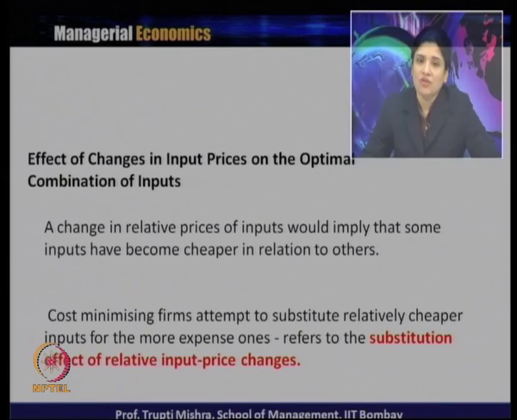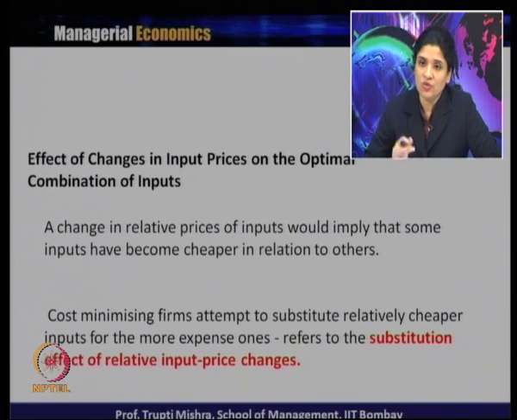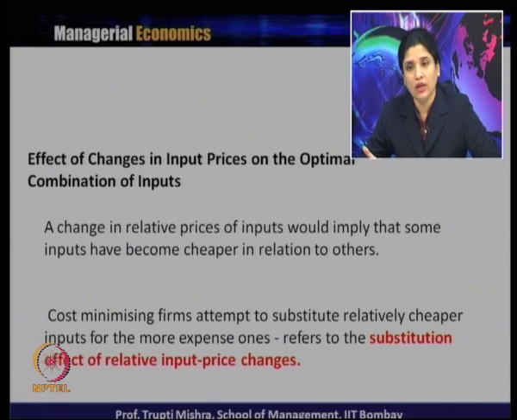So, a cost minimizing firm attempts to substitute relatively cheaper inputs for more expensive ones, which refers to the substitution effect of relative input price change. Because whenever the price of one input changes, it becomes cheaper with respect to the other inputs. The cost minimizing producer or firm generally tries to replace the expensive input with the cheaper input, and this is known as the substitution effect of relative input price change.